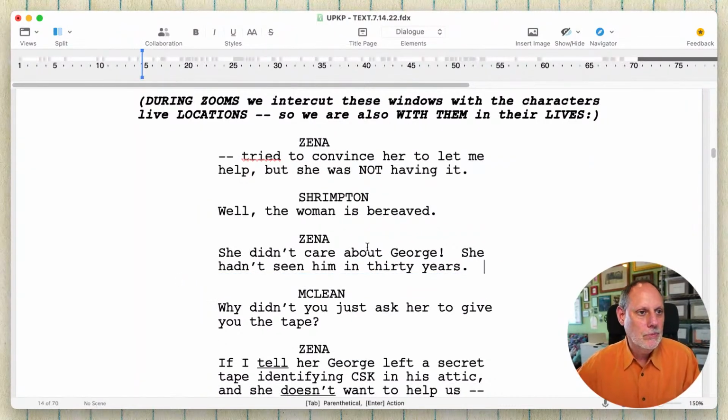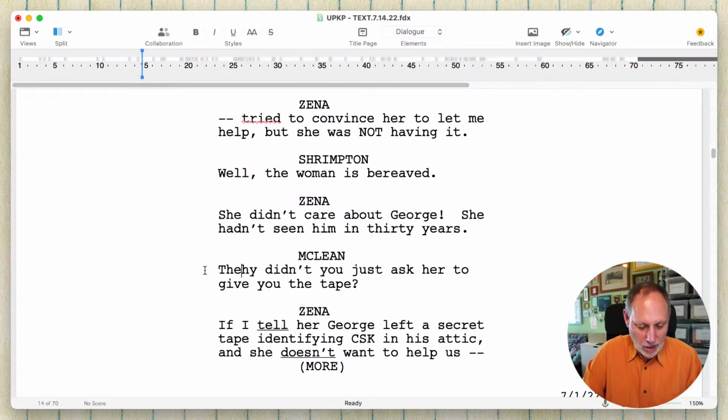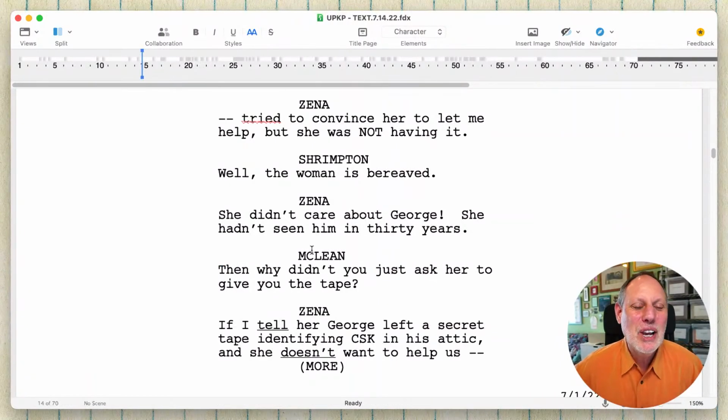I'm cutting that. She hadn't seen him in 30 years. She didn't care about George. Then we go back and forth, folks. That's what happens. Writers go back and forth. It's like this. No, you don't need that. Oh, I do need that.